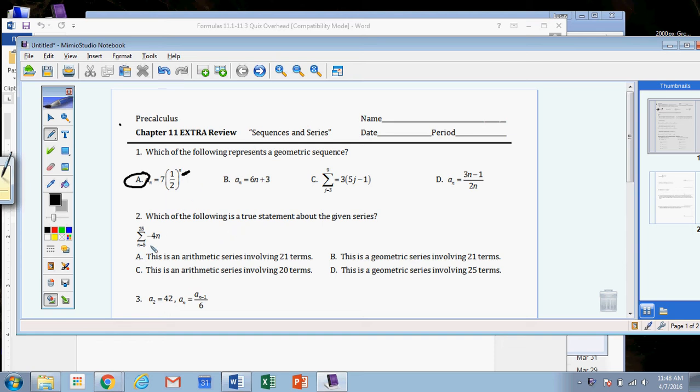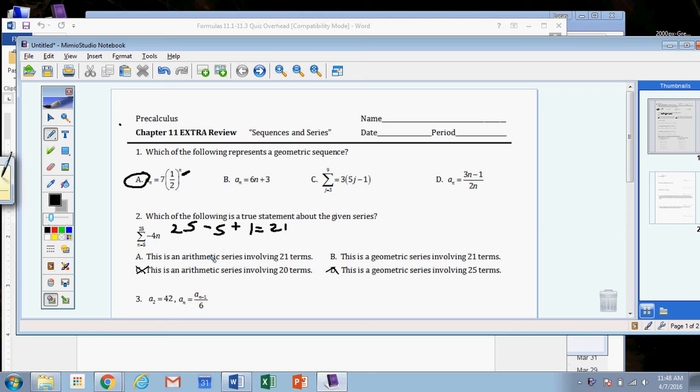Number 2, which of the following statements is true about the given series? So you're summing from 5 to 25 of this formula right here, negative 4n. Well, right away what I would do is I would try and find the number of terms. So I would say 25 minus 5 plus 1. Right? So that equals 21 terms. So right there we know it's not C and it's not D.